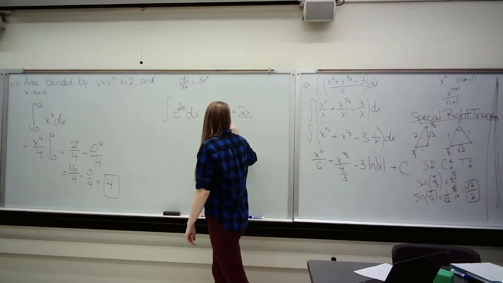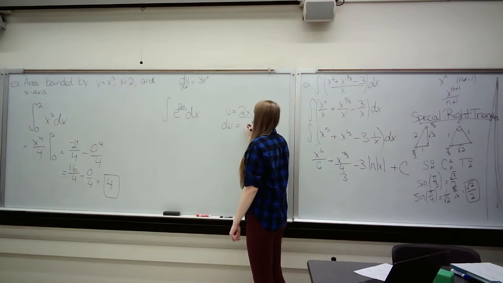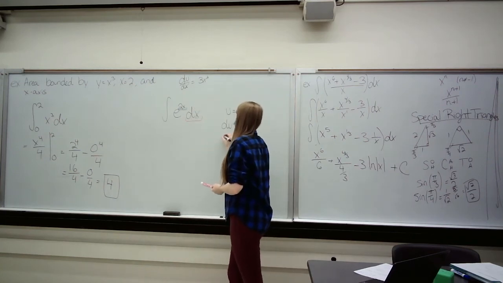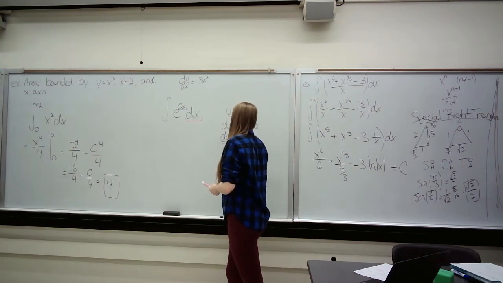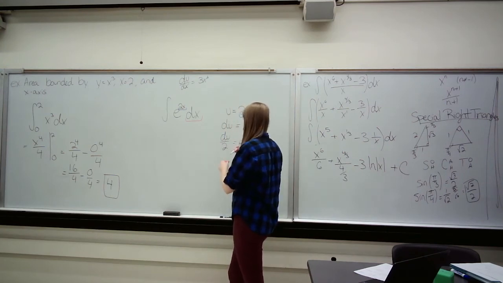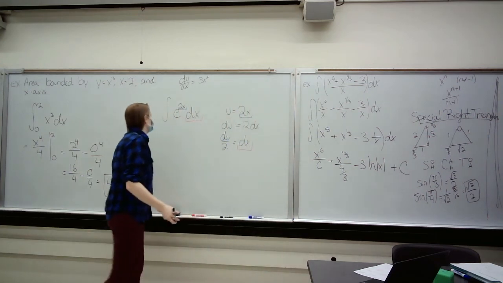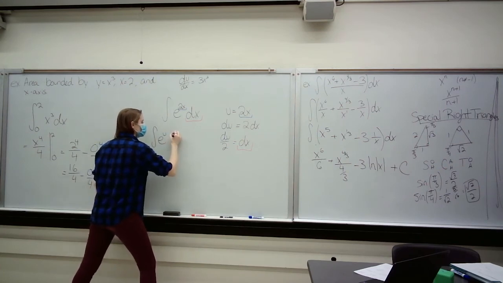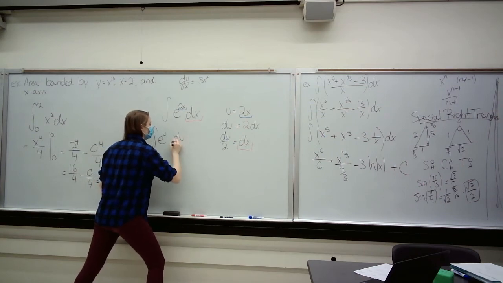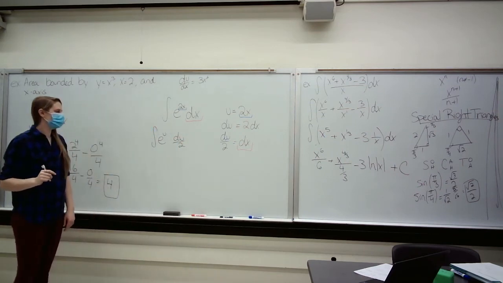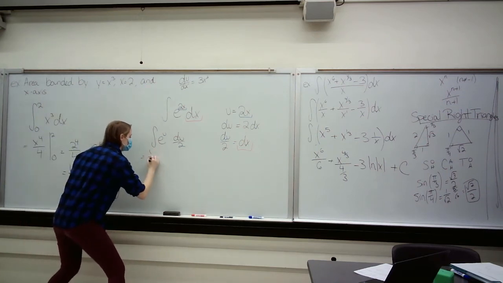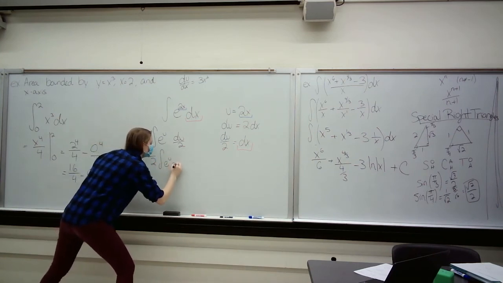So I need to plug in for this 2x. du is equal to what? 2 dx. Good. And I have a dx I want to plug in for, so I need to get this to be dx. So du over 2 equals dx. Now I have a dx, so now I can plug in. Integral e to the u times du over 2. Now I can pull out my 1/2, du.